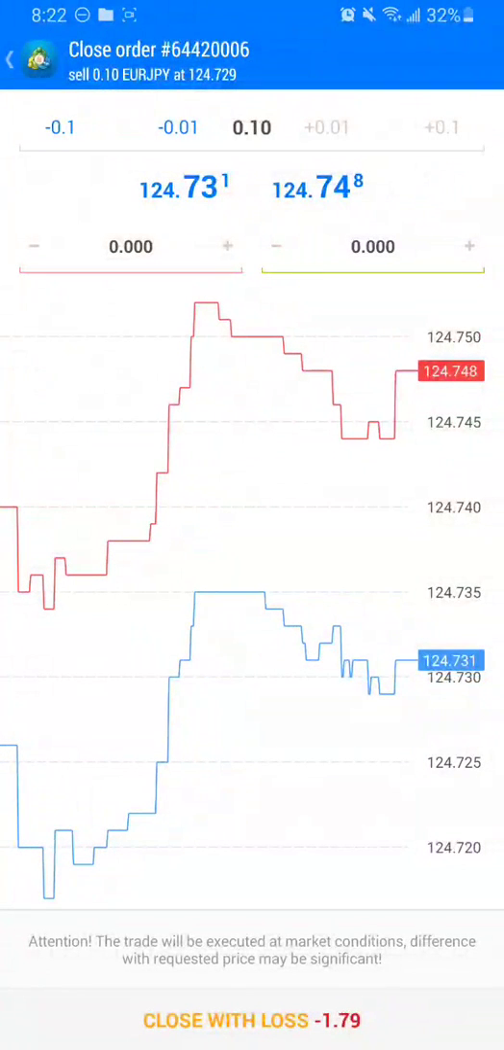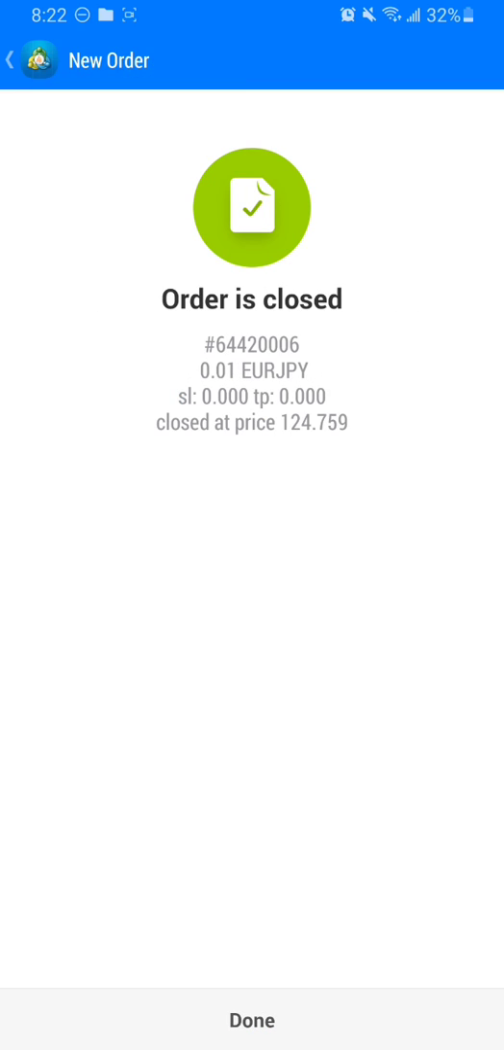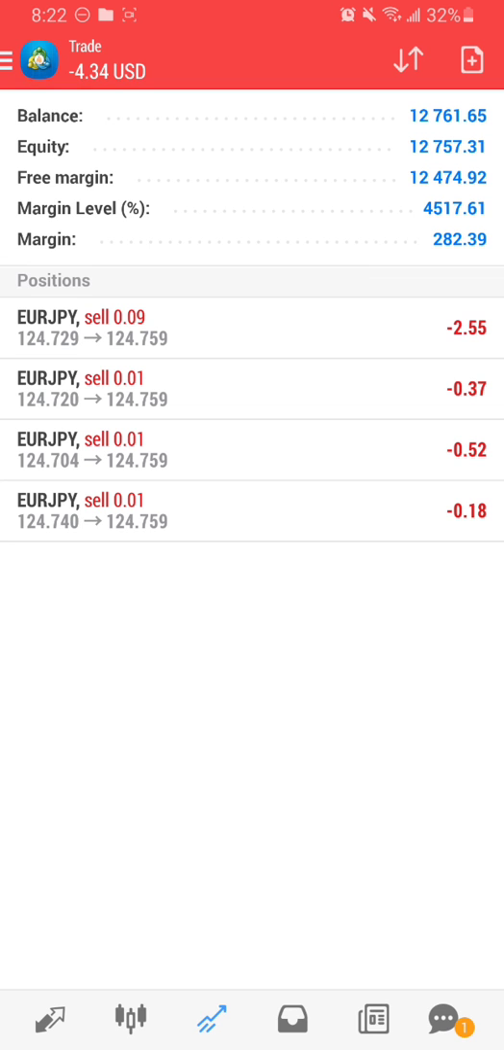It will bring you to this menu. And right up here, you can adjust your lot size downwards. So let's say I only wanted to take 0.01 off. I would bring this down all the way to 0.01 by tapping that, and right here I can close the trade at a point with a negative 27 cents loss. So if we close that, now our trade only has a 0.09 lot size open, and so you can literally just run this trade while taking profits along the way.